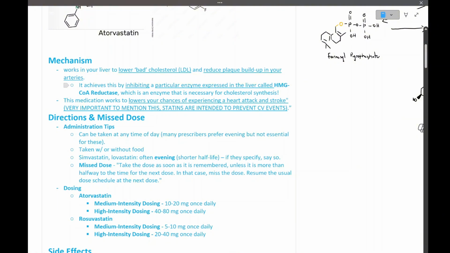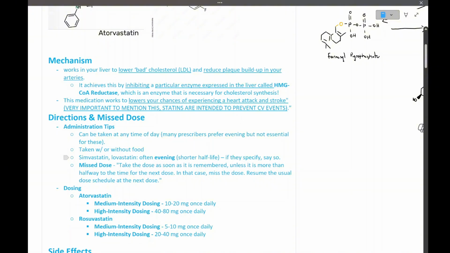Now, in terms of how the patient should take this medication, some administration tips include that the medication can be taken at any time of day. Many prescribers usually prefer evening dosing, but it's not essential for statins in general because it's been shown in studies that there is no significant difference in nighttime or day dosing, but some statins work differently. The medication can be taken with or without food.